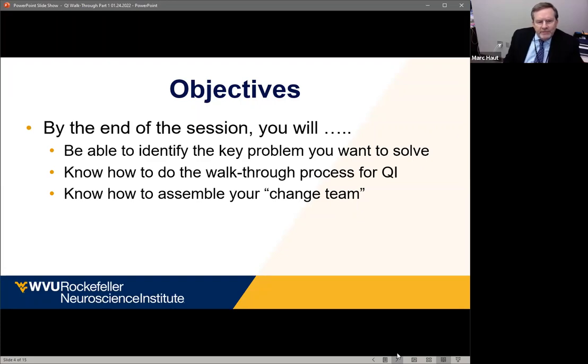So our objectives are pretty straightforward. We're going to teach you how to identify key problems. We're going to teach you how to do a walkthrough. And you'll learn more about assembling your change team.